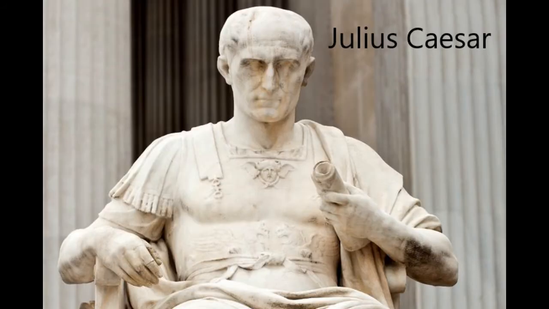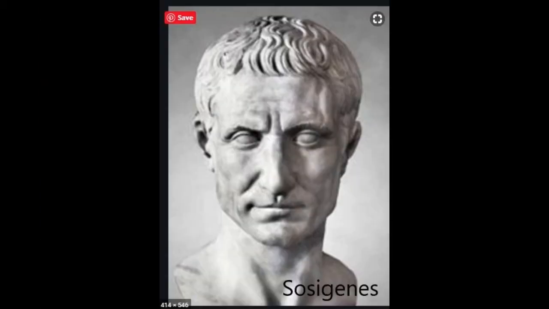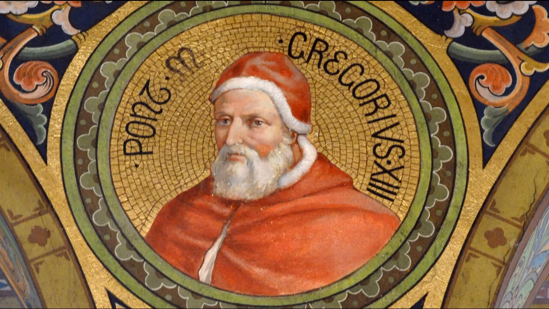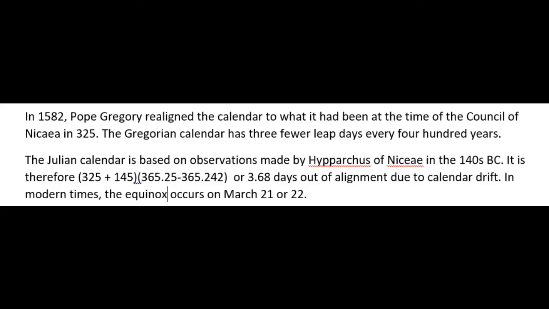And so the Julian calendar was introduced by Julius Caesar in 45 BC, and the calendar was designed by Sosigenes of Alexandria. This calendar was used until 1582, when Gregory XIII noticed that the date of Easter was 10 days out of alignment compared to the seasons.